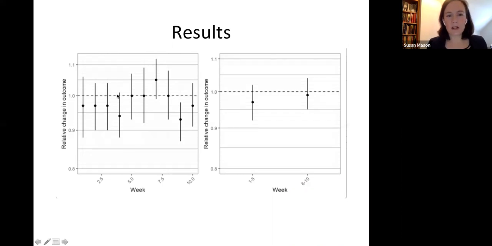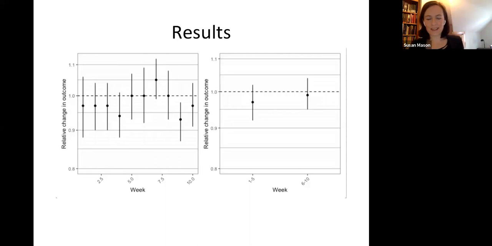So this is the null line here. This point estimate in week 1 basically says, how do I say this? The ratio of searches for maltreatment in week 1 among states that had SIP in week 1 compared to their average pre-SIP searches, divided by the same ratio in non-SIP states, was 0.97. So pretty close to the null. Pretty much all of these are very close to the null.